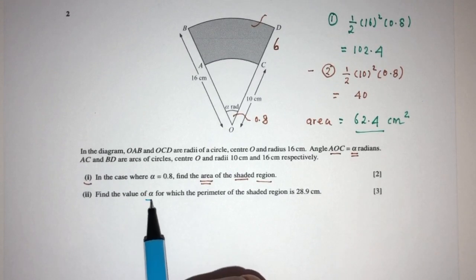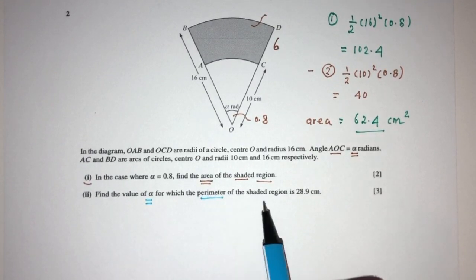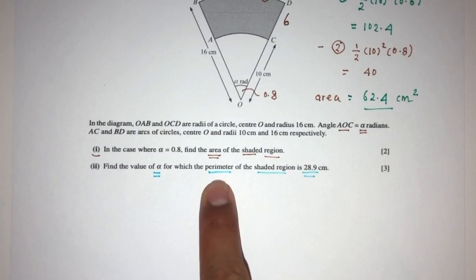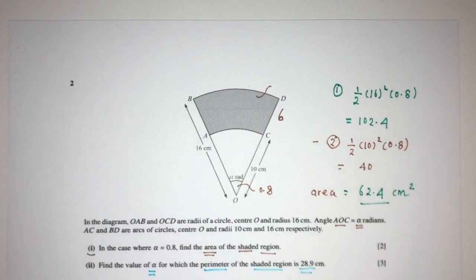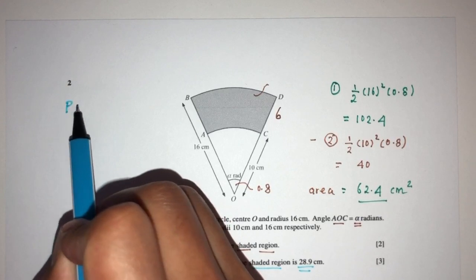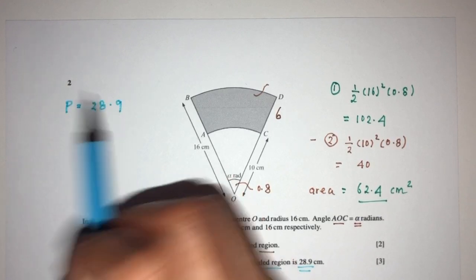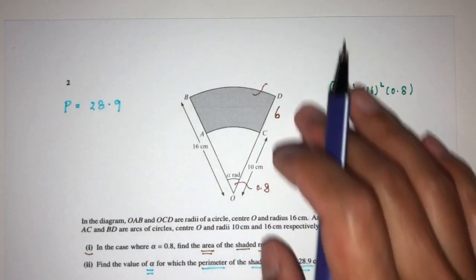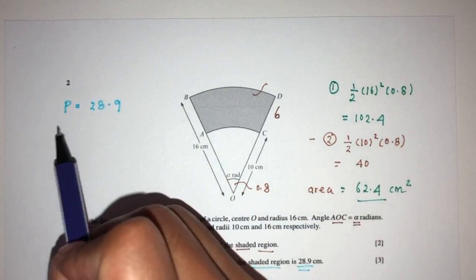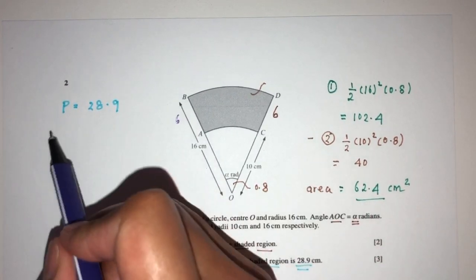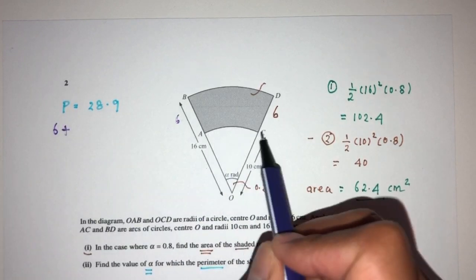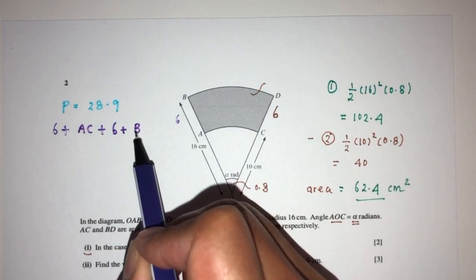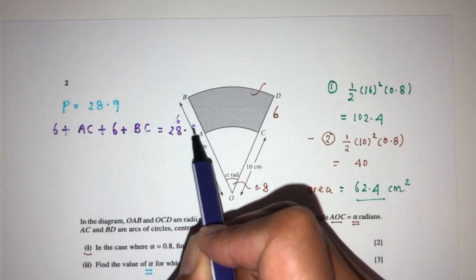So we have to find the value of theta for which the perimeter of the region is this one. First we have to understand, what is the perimeter of a region? It is the distance around the region. Here we're given that the perimeter is 28.9. How would you find the perimeter? You have to observe the shape. You can see it will be this side, which is AB, which is 6, plus this one AC, plus 6, plus BC, which have to equal 28.9.